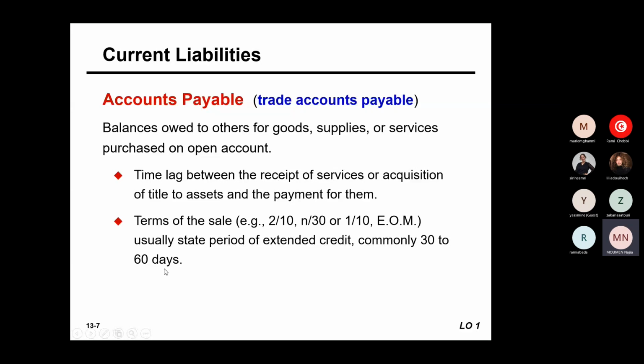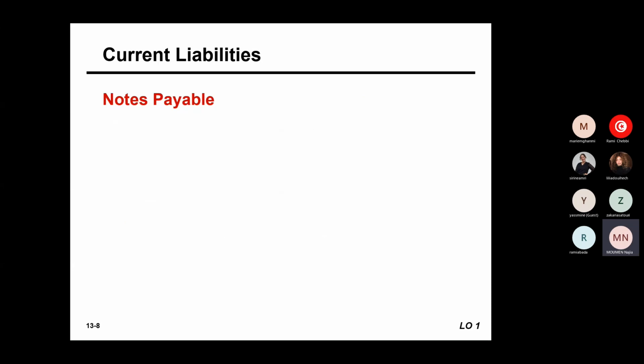Okay. So these terms of sales will state what? The period of extended credit, commonly 30 to 60 days. So when we purchase on account, on credit, we have credit terms that we should keep in mind. We may, for example, be offered a discount, or we may be required to pay the full amount after 30 days or at the end of the month, etc. These are the credit terms that should be agreed upon between both parties. Okay, so this is about accounts payable.